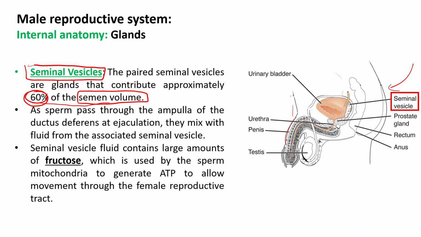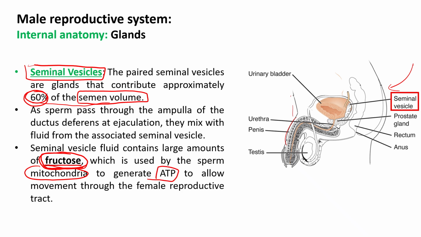What is the substance that they produce? It's a substance that contains a lot of sugar. This sugar is called fructose, and this fructose is the sugar that the sperm is going to use as a fuel, as a source of energy for the mitochondria to generate ATP.